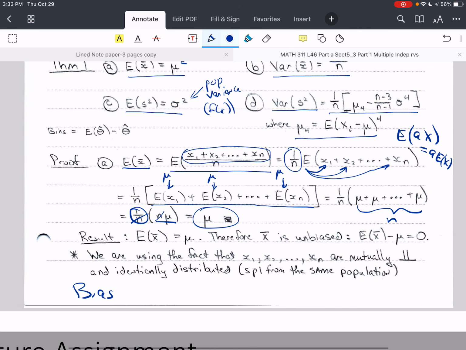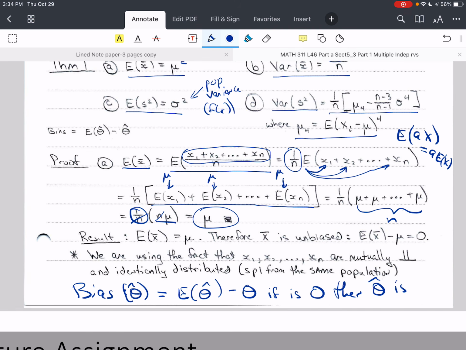Bias of, let's say, theta hat, some estimate of some parameter theta. It could be any parameter of the population we want. So we're using theta just as anything. This is equal to e of theta hat minus theta. And if this is 0, then theta hat is unbiased. If it's positive or not equal to 0, then it is biased.